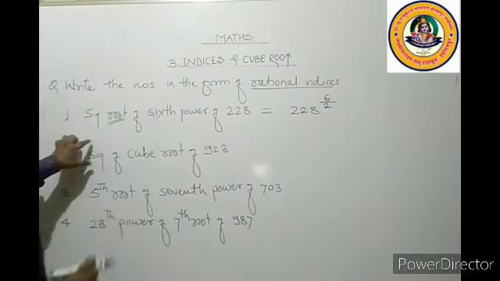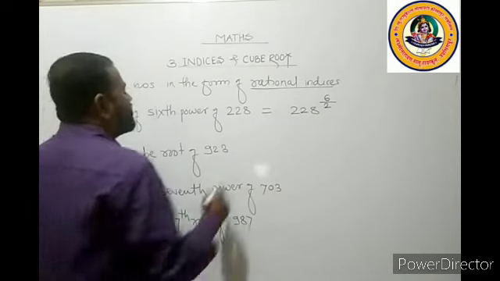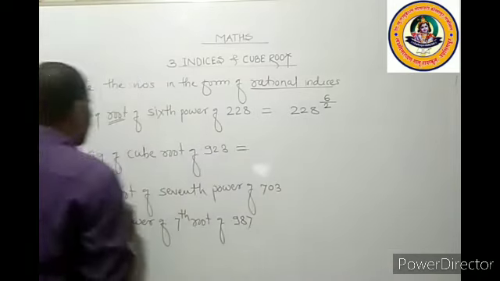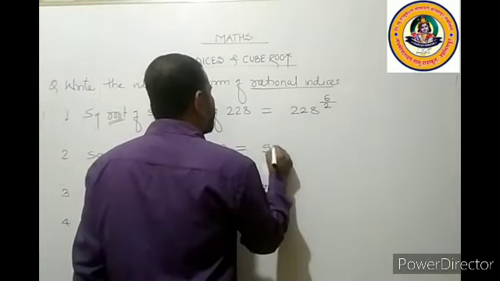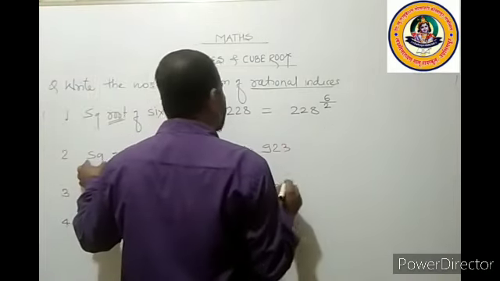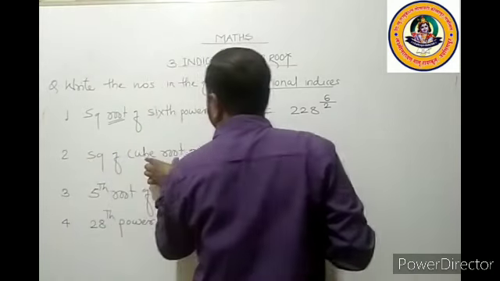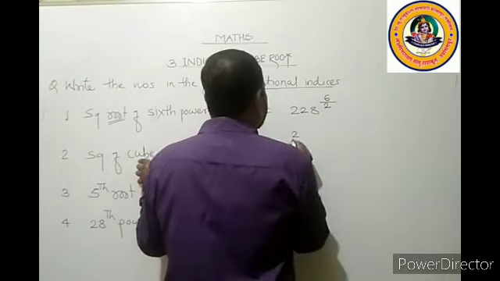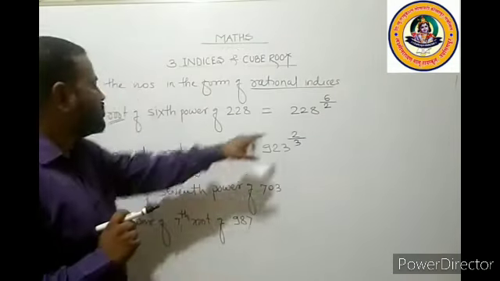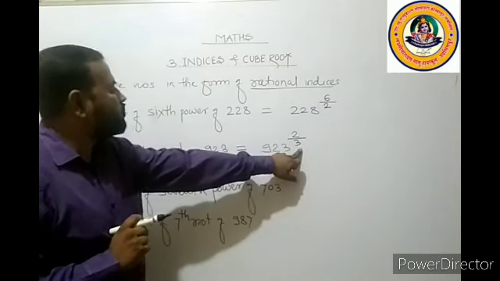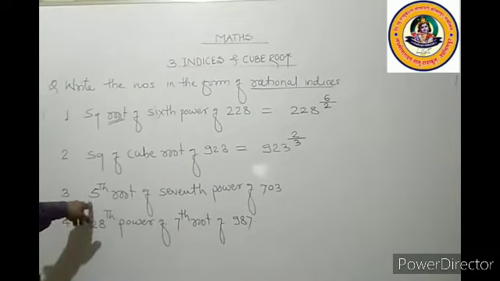Second is the square of the cube root of 923. That means it starts from the square, that is a power. So here 923 squared. Square means 2 in the numerator and cube root. The root is cube, that is 3. So here the square of the cube root of 923.